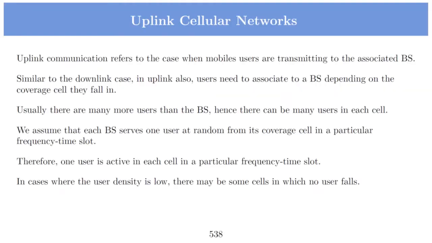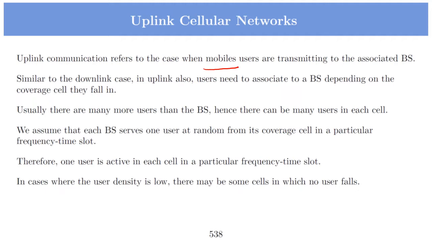As you know, uplink communication refers to the case when mobile users are transmitting to the associated base station. Downlink is when the users require some data from the base station, so the base station transmits. Uplink is when a mobile user is sending some data to the base station. It can be many times the request for some data, or it can be, for example, you are uploading to Dropbox. So in that case, you as a mobile user are transmitting to the selected base station.